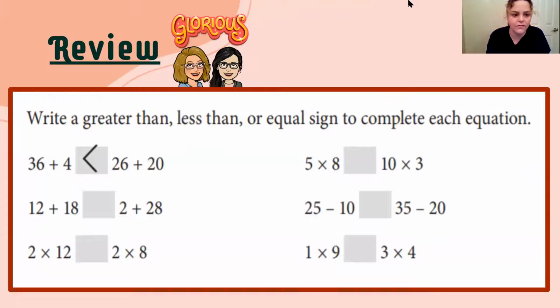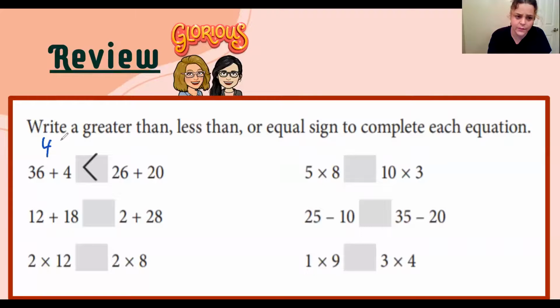So let's see what they have. 36 plus 4 is less than 26 plus 20. I'm just going to confirm. I want to make sure that's correct. So 36 plus 4 gives me 40. And then 26 plus 20, 6 ones plus 0 ones, that's 6, and then 20 plus 20 is 46. So 40 is less than 46 is correct, right?